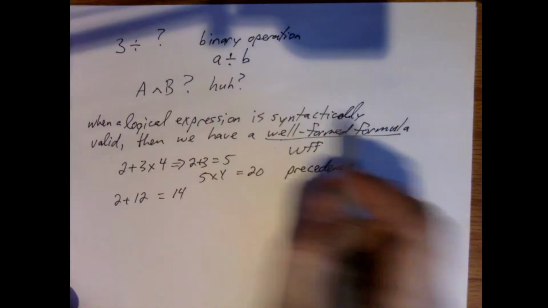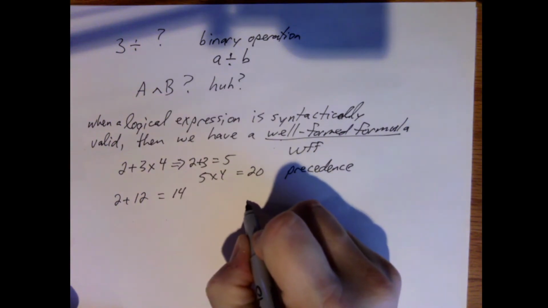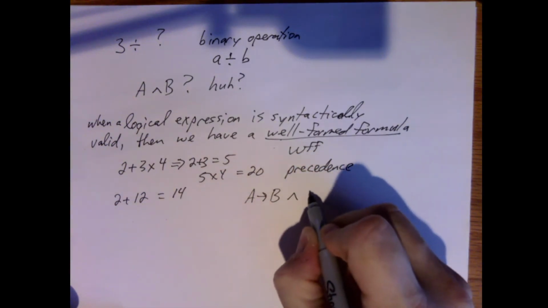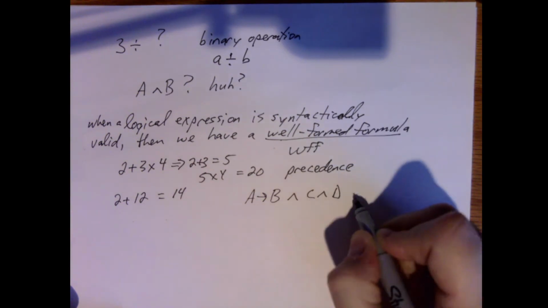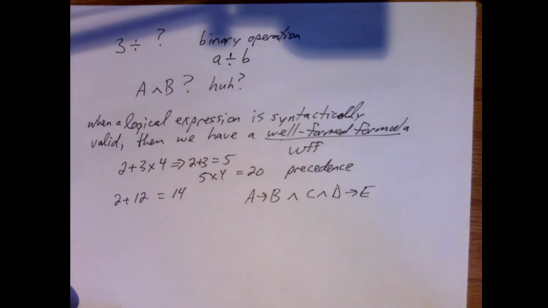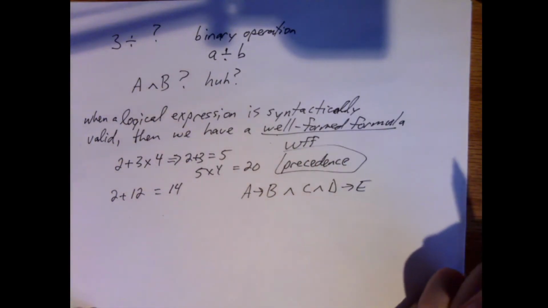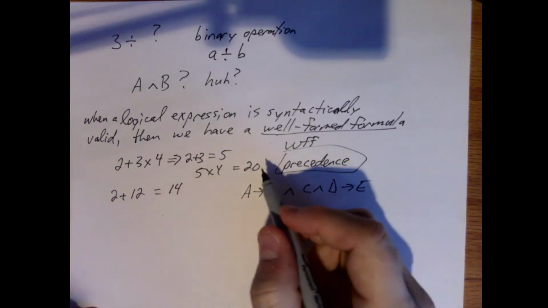Well, the same is going to be true when we have things like this. I might have A implies B, and C or D implies E. Well, how do we solve that? Well, we also have to know about precedence. So here's the precedence from highest to lowest.